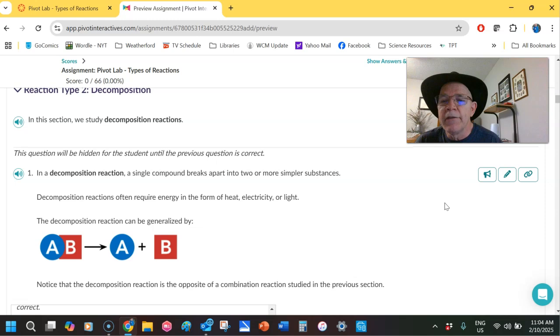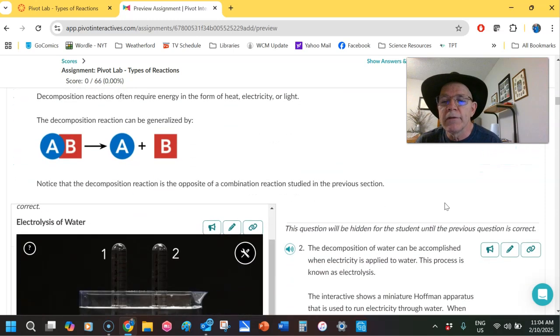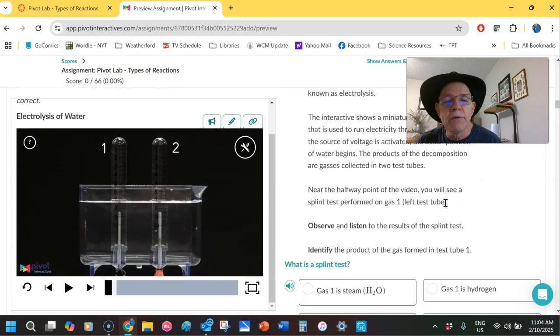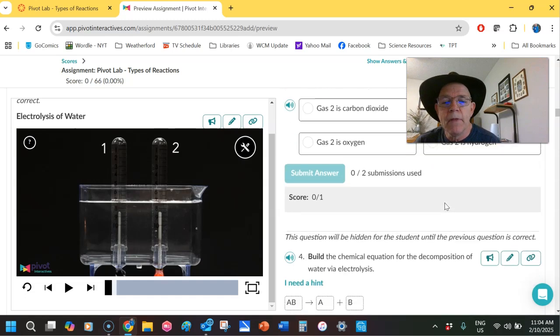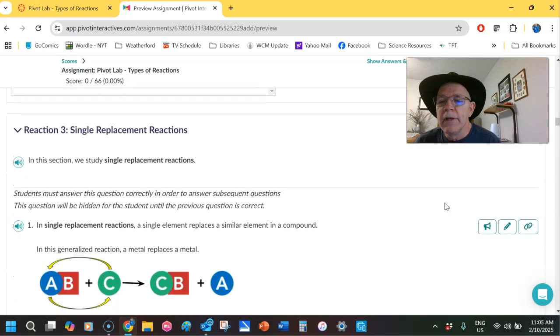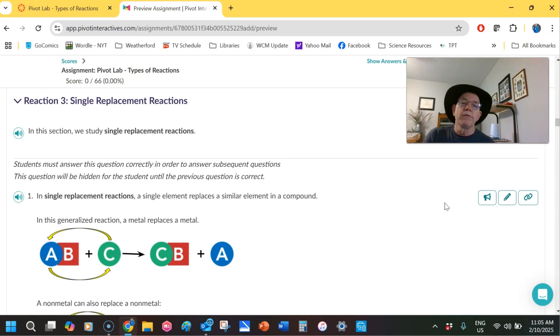All right, and then decomposition will also be one. Talk about decomposition. It's going to use the example of water, and you will do that one. Single replacement, or sometimes called displacement. So if you hear displacement, replacement, whichever, that will do it.